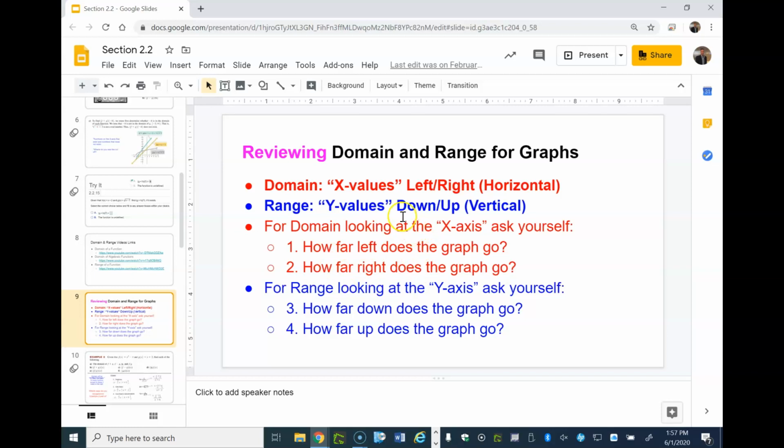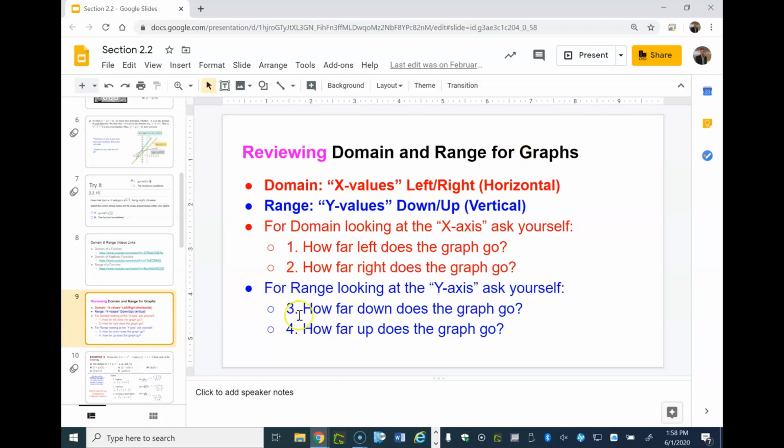This is the thing I use when we're doing graphs: if you want to find the domain, remember the domain deals with the x values. We're looking left and right, horizontally. These are the two questions you need to ask for domain: How far left does the graph go? And how far right does it go? If you look at where the starting and stopping points are for the domain, left and right horizontally, that will give you the domain of the graph.